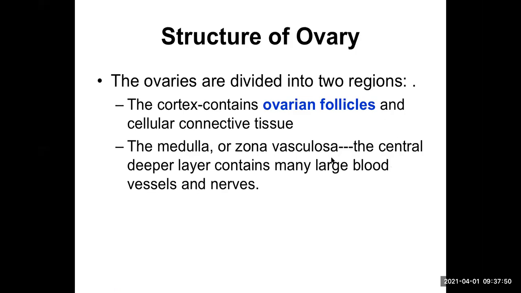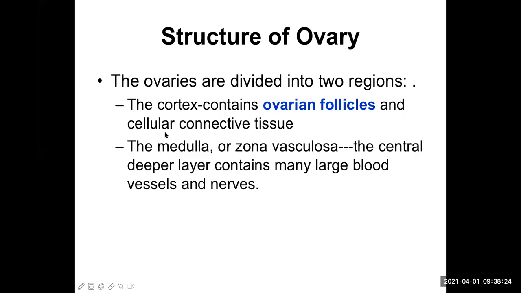First, when we do a cross section of the ovary, we can get two zones in the ovary. The outer zone is called the cortex, and the inner zone is called the medulla. But actually, this medulla is a very ill-defined zone. The cortex is the major part of the ovary. This cortex contains ovarian follicles and cellular connective tissue.